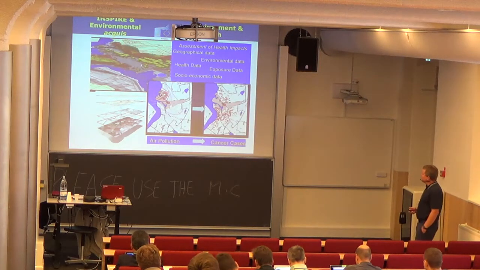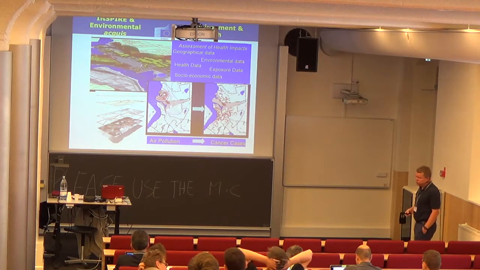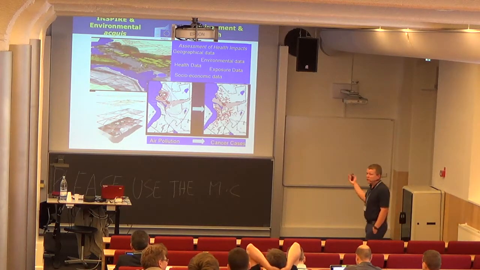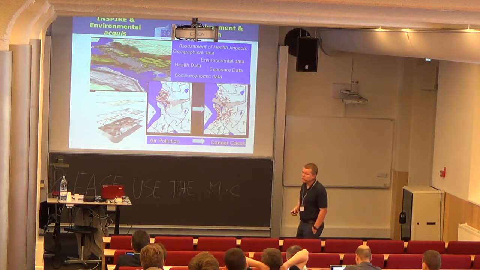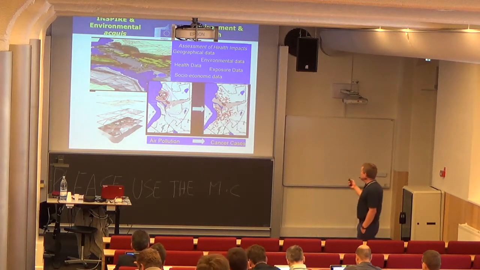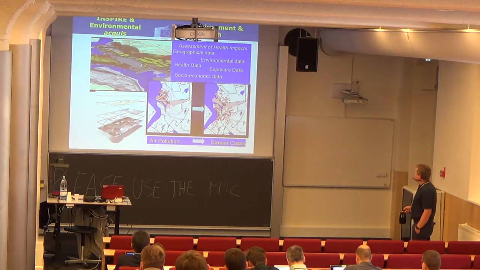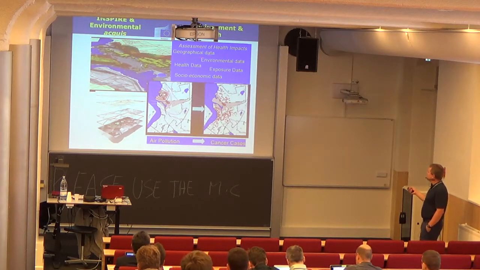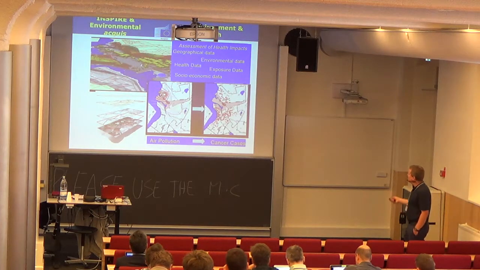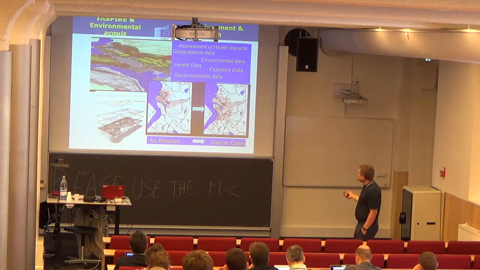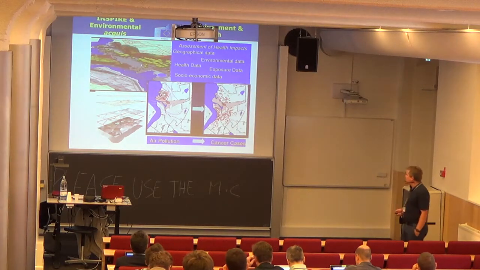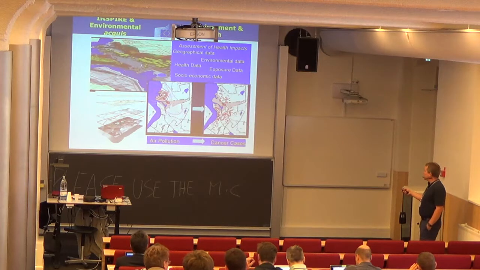Okay, so now we can go through a lot of use cases. I already mentioned the sixth environmental framework and so on. But just one use case, for example, which we have here, is the assessment of health impacts, for which we need a lot of different data, starting with geographical data, environmental data, of course health data, exposure data, socioeconomic data, and for example, by following air pollution, we can maybe analyze some cancer cases and so on.